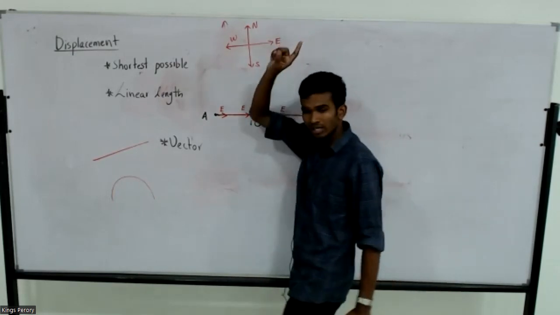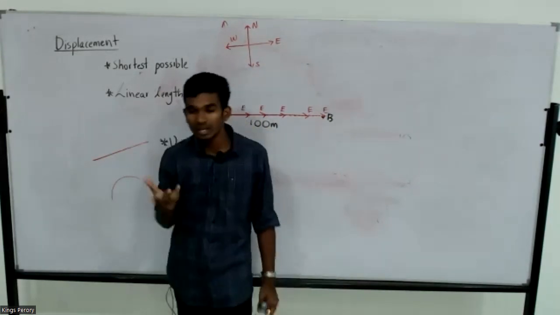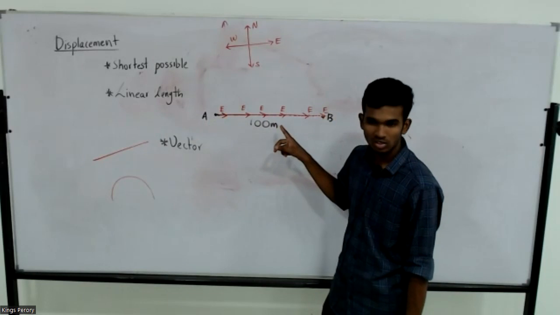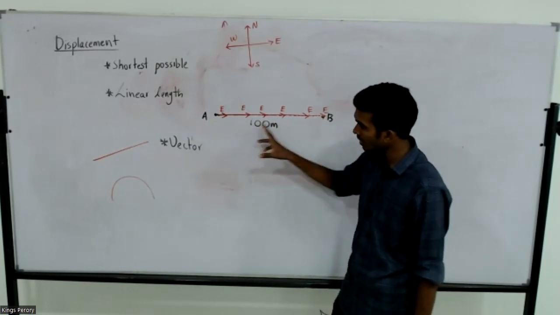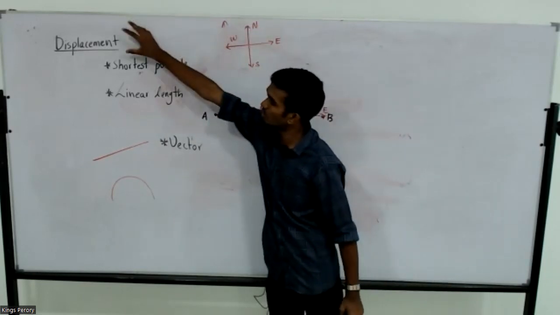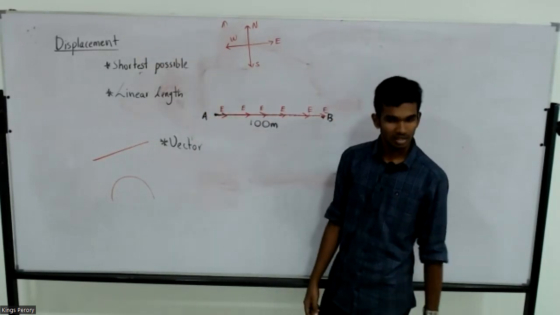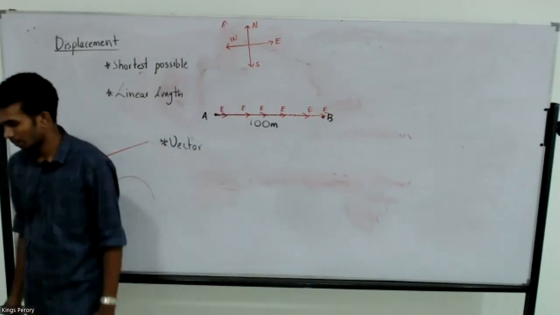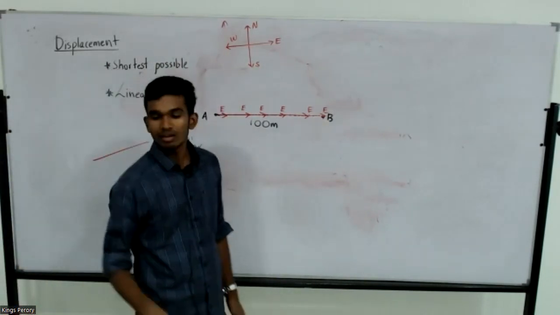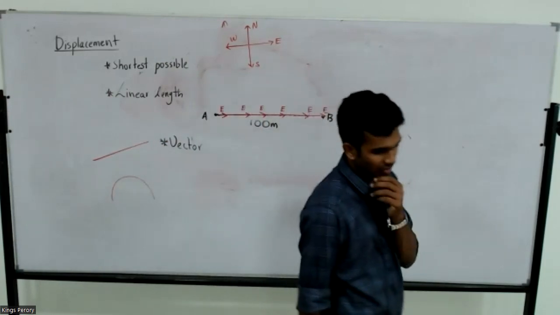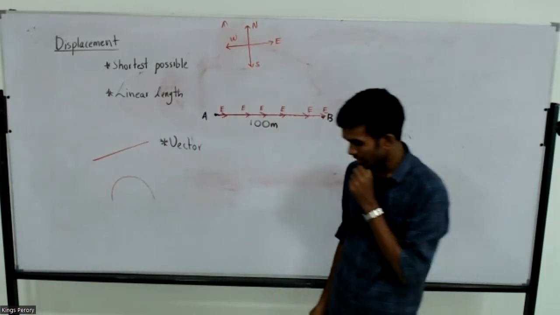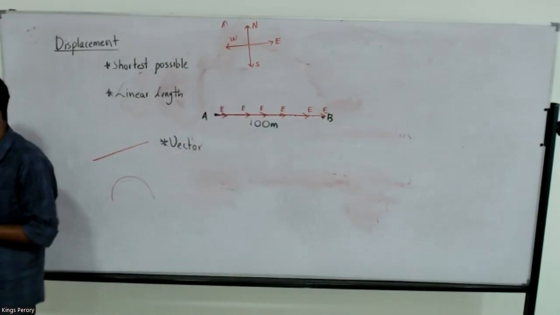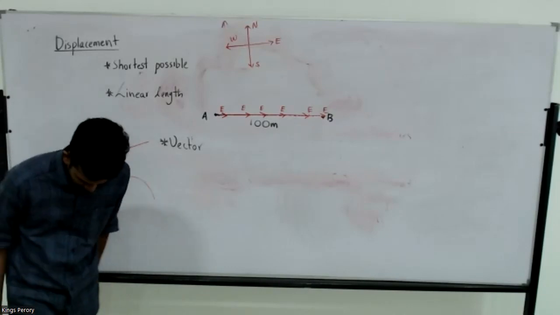When you talked about distance, you couldn't tell a direction, because from point to point the direction changes. But here, point to point, the direction doesn't change. Therefore, you can tell a direction. Therefore, displacement is a vector quantity. Clear? Understood? Let's write down. Displacement is a vector quantity.